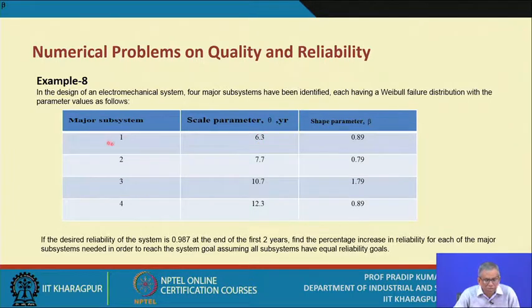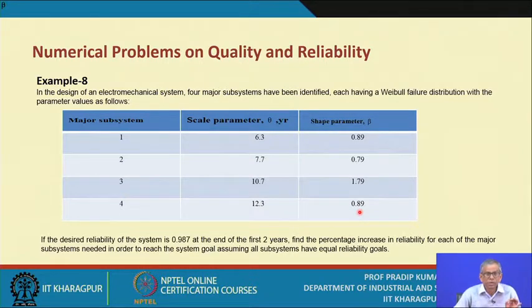That means these are the subsystems. Now, this is 6.3, this is 0.89, this is 7.7, this is 0.79, all greater than 0. For the third subsystem, it is 10.7, it is 1.79, and for the fourth subsystem, it is 12.3, and the value of beta is 0.89.